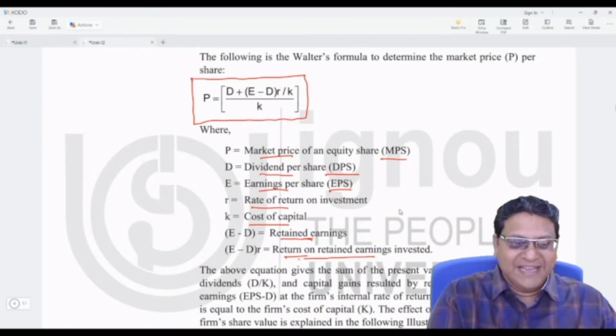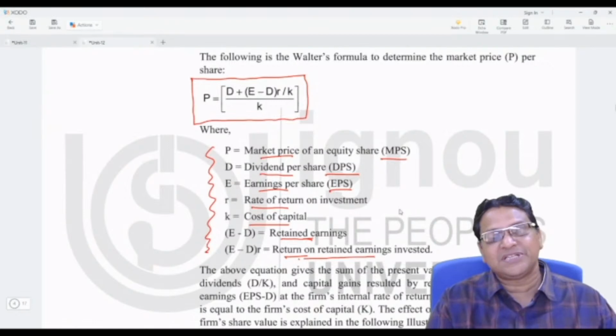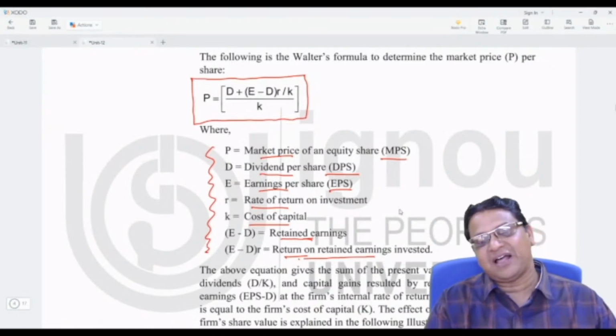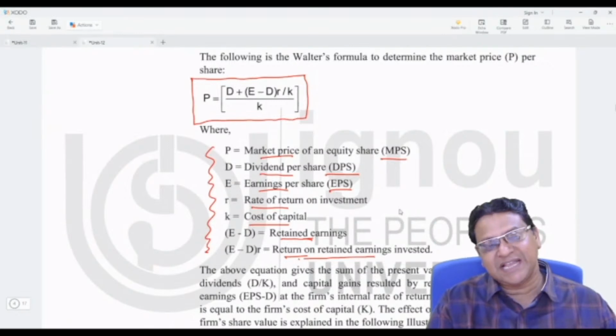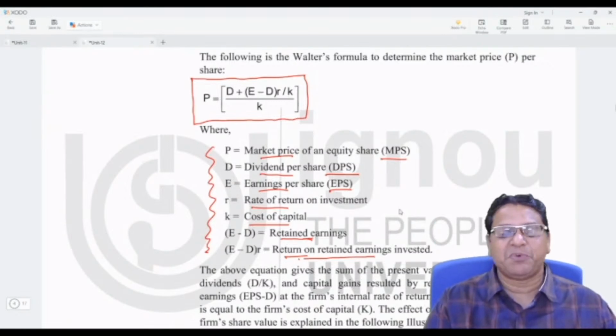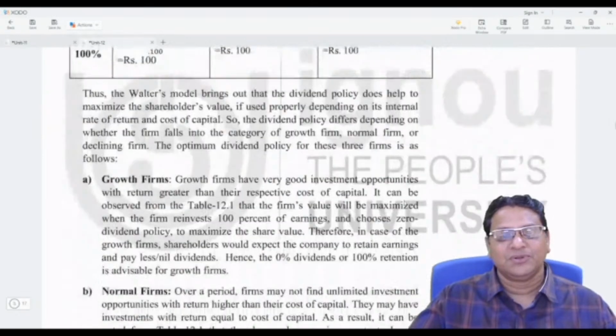These are the variables used in this model, Walter's model, for valuation of the value of a firm. Now we will see how the value of a firm changes by applying this particular model. Let's take an example, then we will find out the recommendation.